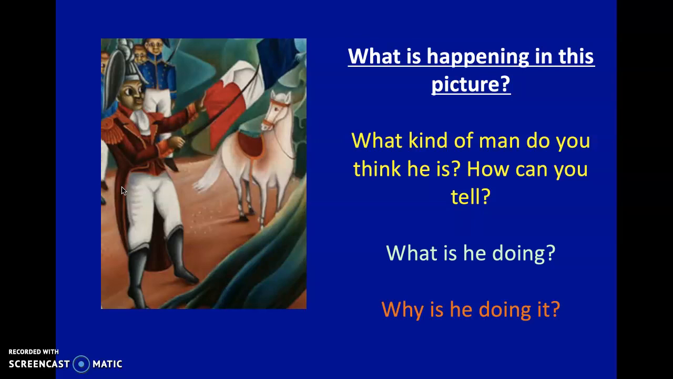And what kind of man do you think he is? How can you tell? What is he doing, and then why is he doing it? So pause the video and then write a single paragraph, actually, that responds to all of those questions in some way. Okay? So a single paragraph that responds to all of those questions. And when you're done, you can resume.